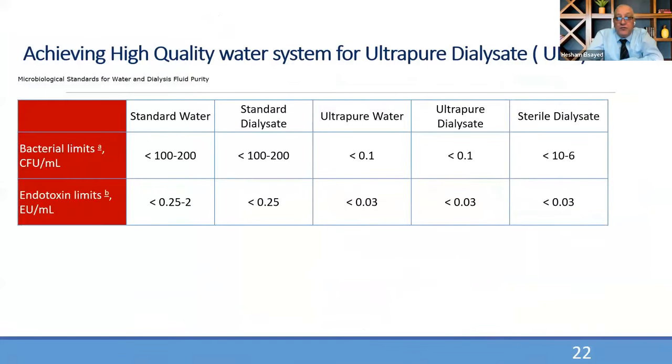In achieving high quality water for ultra pure dialysate, you can see that the difference between ultra pure dialysate and sterile dialysate is not the endotoxin value, which is the same, 0.03 endotoxin units per milliliter. However, for sterile dialysate you have 1 per million bacteria, instead of less than 0.1 bacteria in the ultra pure. So the difference between both is the bacterial content, not the endotoxin content. Sterilization of the water treatment station is mandatory and should be done routinely and regularly, because one bacterium can release tons of endotoxin by fragments.